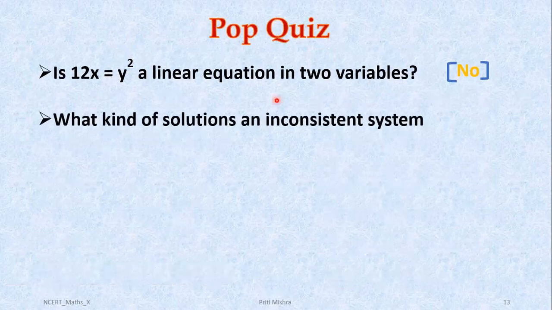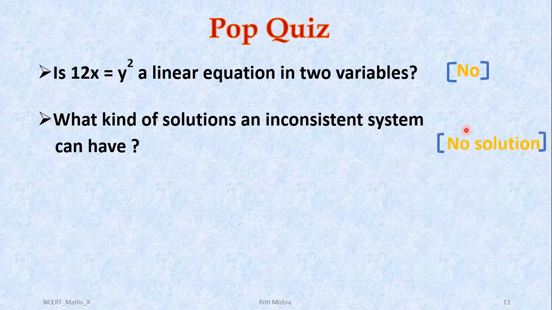Second question is, what kind of solutions an inconsistent system can have? I have explained you. I hope you have done this. So we can have no solution for any inconsistent system.